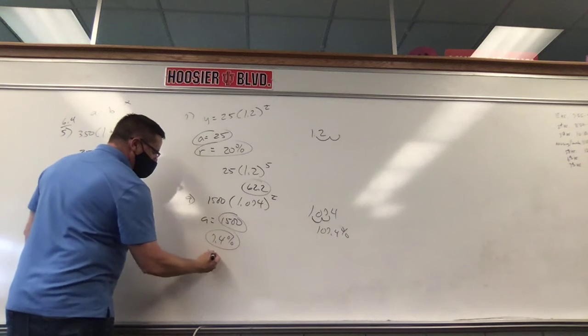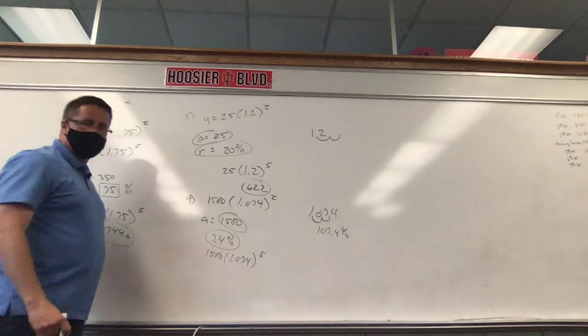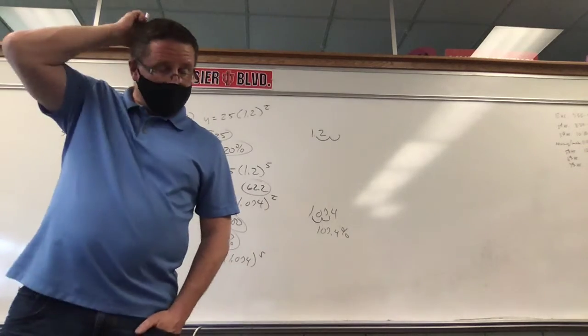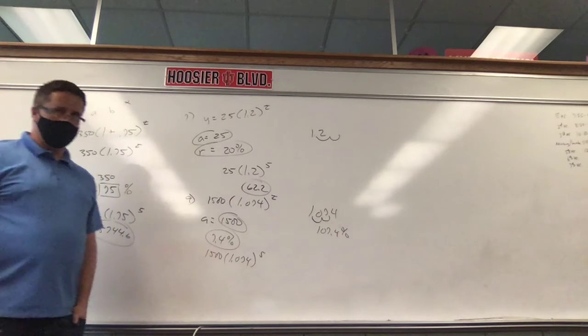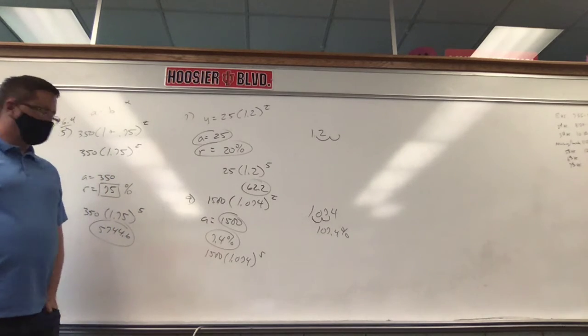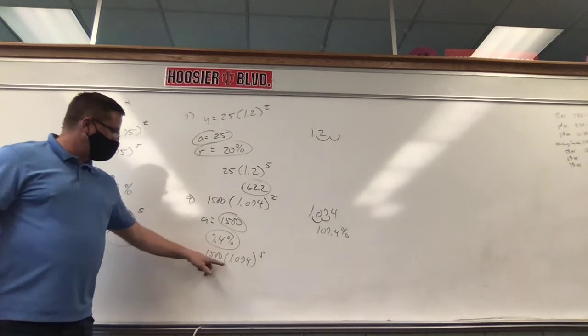So type in 1,500 times 1.074 to the 5th. And again, I can't do this in my head. Go ahead and type it in. Your answer better be more than 1,500. If not, you punched something in wrong. Is that a 1 right here? 1,500, 1.074 to the 5th.